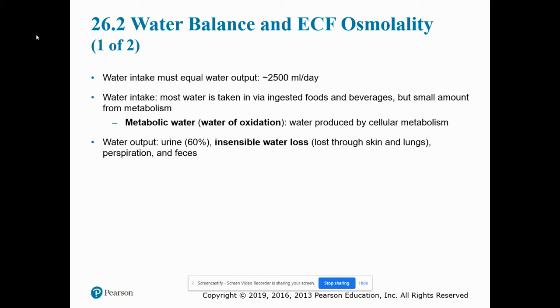Now, water output is going to include water lost via urine and sensible water lost, which is going to be the water that's lost through the skin and the lungs, as well as perspiration and feces.